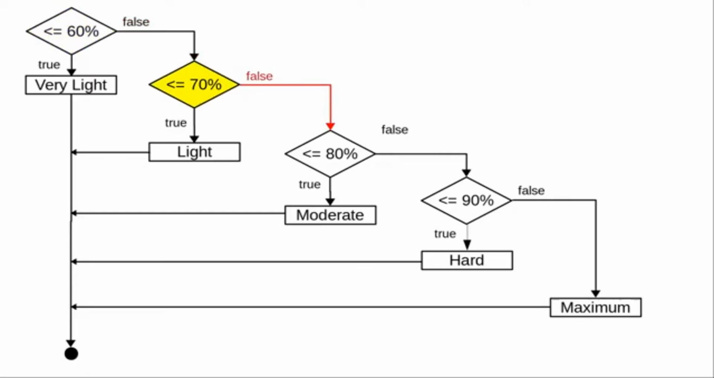Is 73% less than or equal to 70? No, it isn't. Which leads us to this question. Is 73% less than or equal to 80%? Yes, it is. So our training zone is moderate, and we've finished.